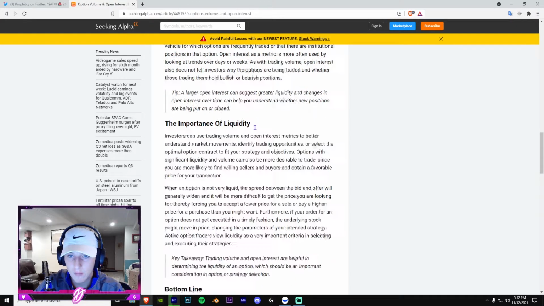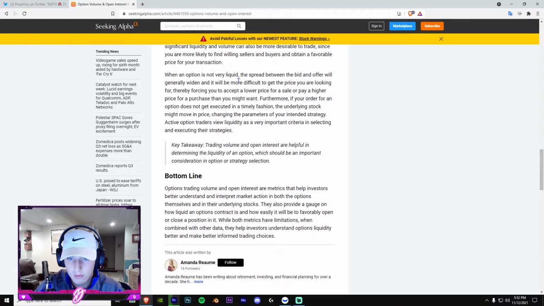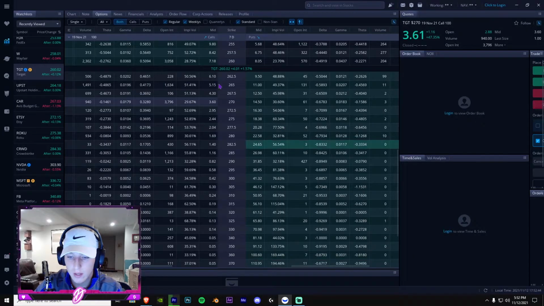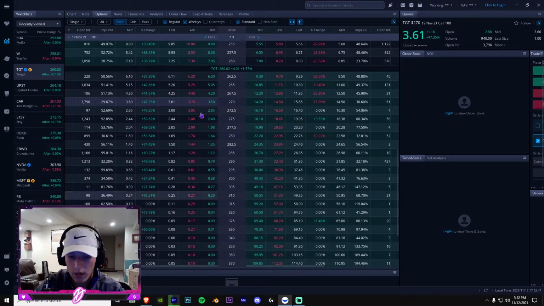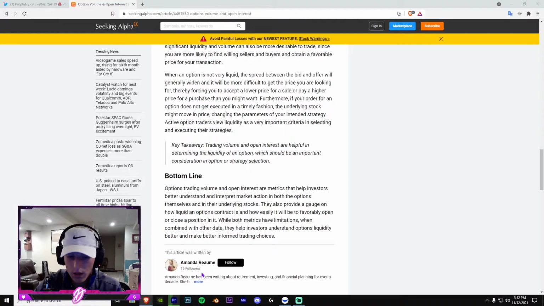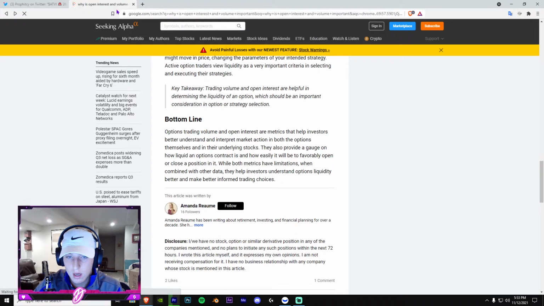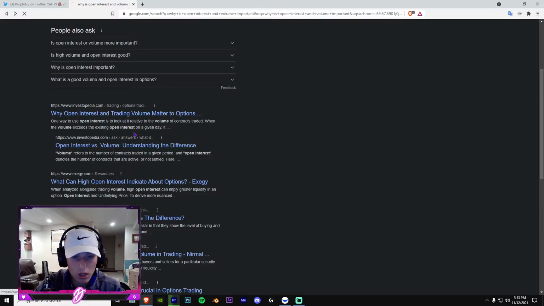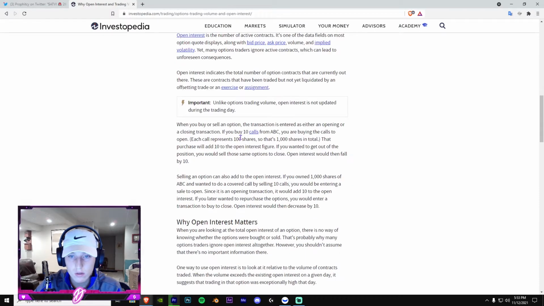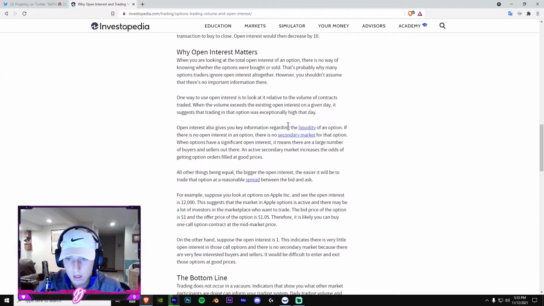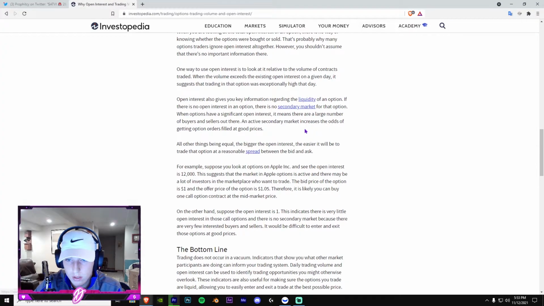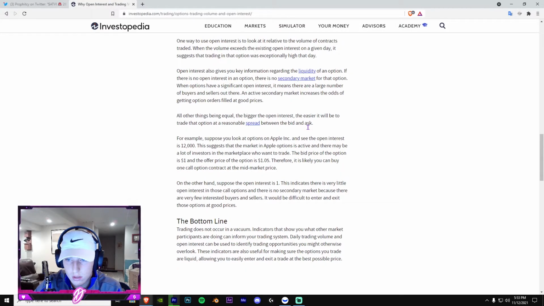That's one thing you have to understand. And also, if we look right here, when an option is not very liquid, the spread between the bid and offer will generally widen. So like I said, it will widen, and we can see it's widened right here. Compared to the SPY calls, which are right next to each other, these are 0.20 off. So that's important to know. And then there's another site that I saw right here. Open interest also gives you, there's no open interest, there's no secondary.